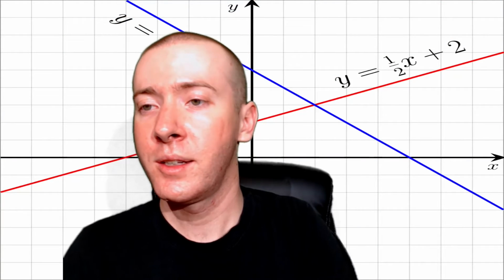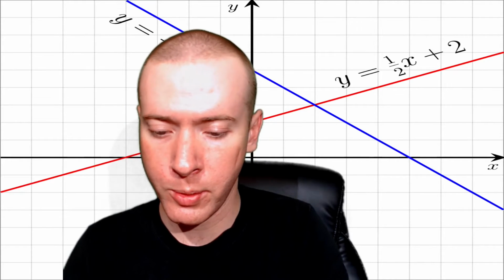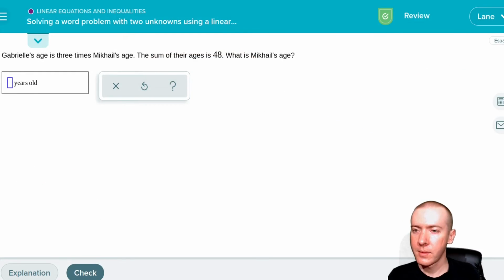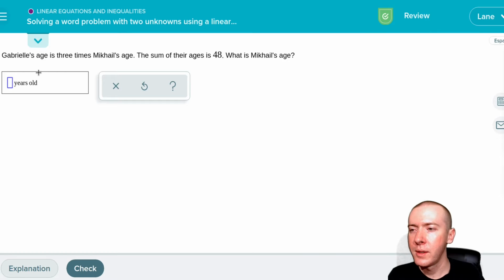Hello, I'm Lane. Let's talk about solving a word problem with two unknowns using a linear equation. These problems involve, in my opinion, some kind of out-of-the-box thinking.